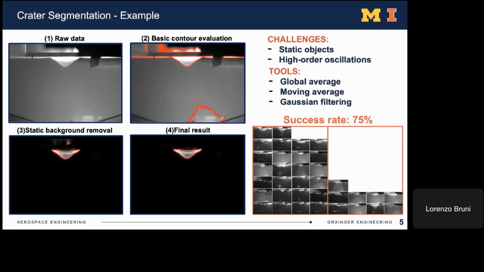And we have a success rate of 75% for the cases that we are analyzing at the moment, so the monodispersed sand and glass beads. But for the remaining 25% of the cases, which are not working because the crater can be a little bit too diffused or with a too complex shape for now, we are trying to implement new methods such as gradient thresholdings and automated machine learning techniques.